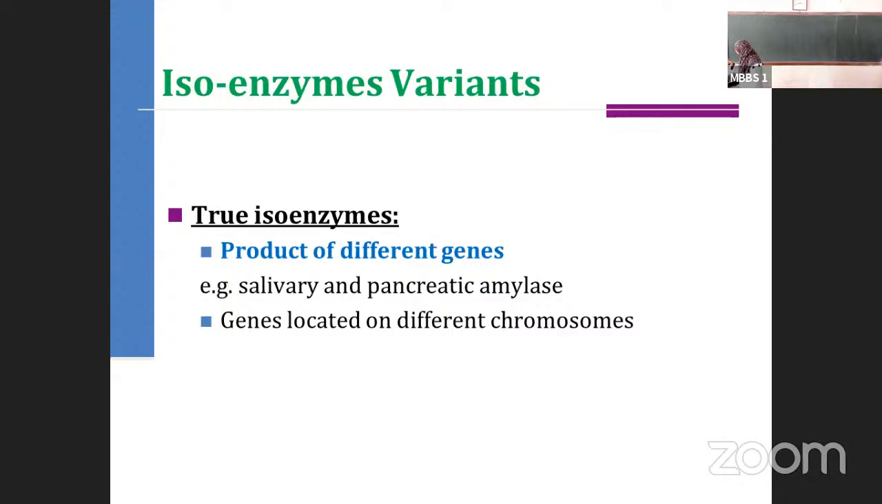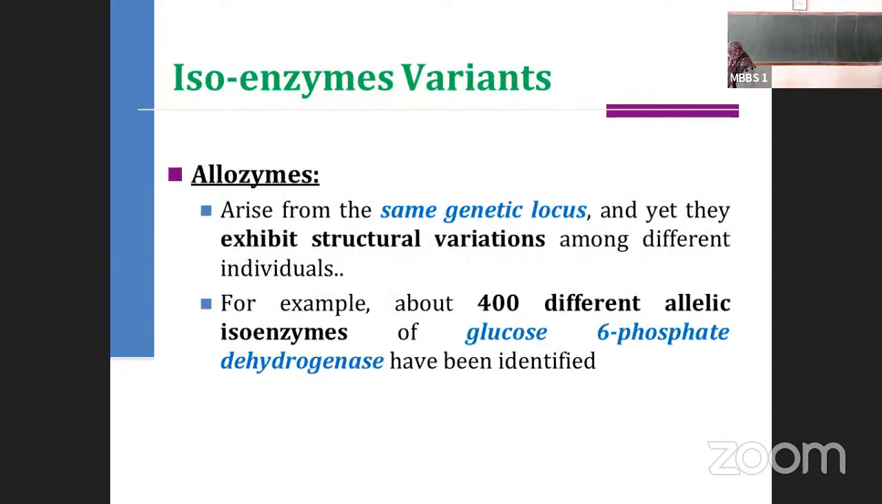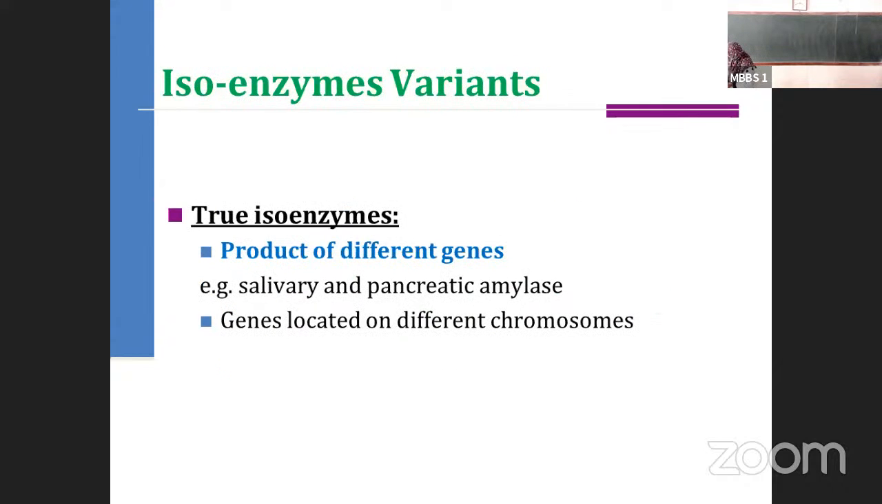Now coming to the different variants. So what is a true isoenzyme? There are two types. Then there are alloenzymes. Then isoforms. So we'll learn one by one.